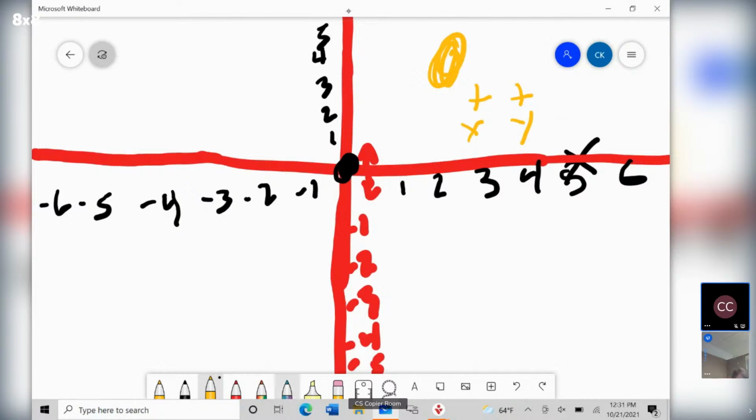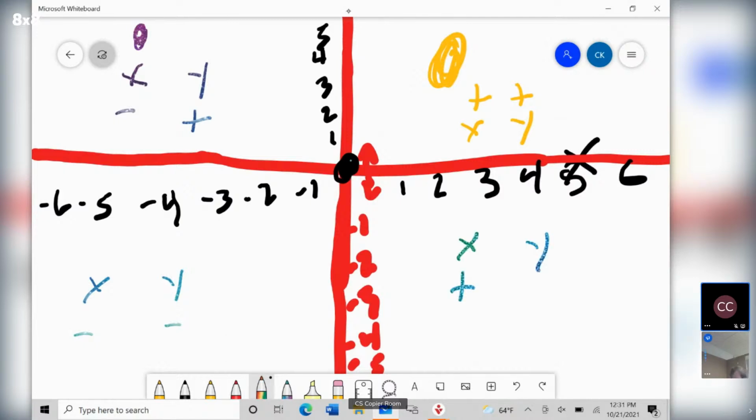When you get over to the top left, the x is going to be negative and the y is going to be positive. Okay. Bottom left, both are going to be negative, because you can see anything to the left of this black dot is negative and anything below it is going to be negative. Okay. And the last one we're going to have is this one over here, where the x is going to be positive and the y is going to be negative, because we're going down on the y-axis in this bottom right quadrant, but we're also going to the right on the x-axis.